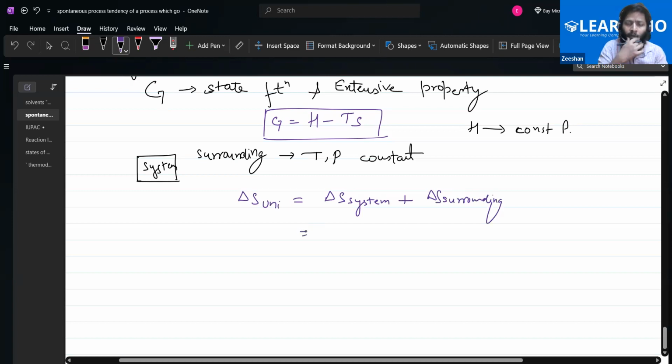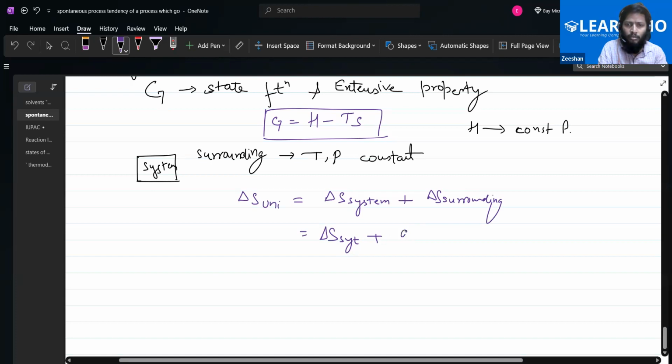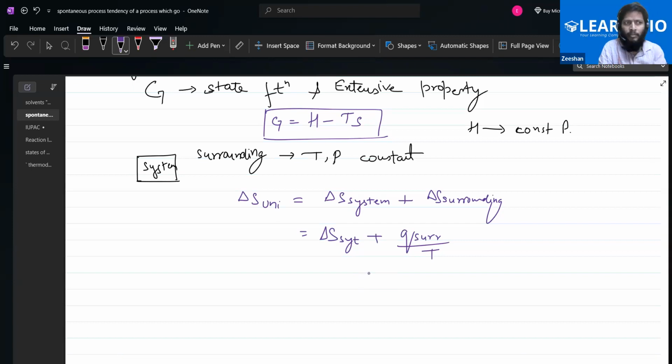So, the manipulation you see here: S is converted into Q by T. Okay.